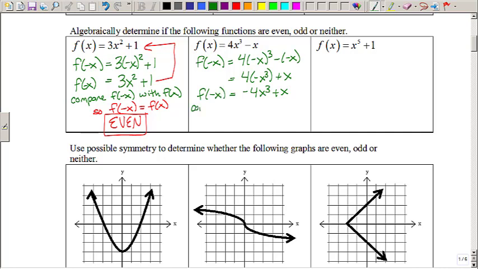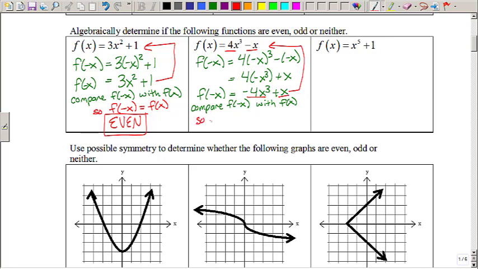Next, I want you to compare f of negative x with f of x, the original problem. Are all the signs and terms the same? Well, no. Are all the signs different, yet all the terms the same? Well, yes, it is. Negative 4x cubed is the opposite sign of 4x cubed. Positive x is the opposite sign of negative x.